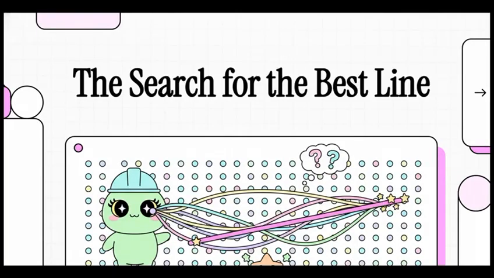Okay, so think about this. When a machine is trying to find a pattern in data, it can draw a literally infinite number of lines through it. So out of all those possibilities, how does it find the one, the single best line? And for that matter, how does it even define what best means? Well, that's exactly the question we're going to unpack right now.